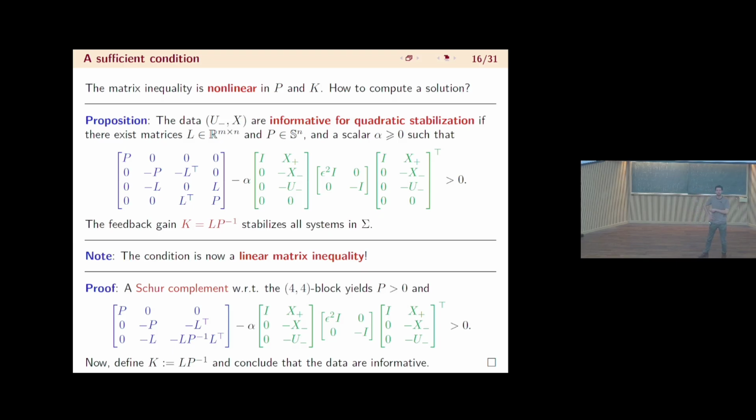Any other questions about this sufficient condition? No? Okay.